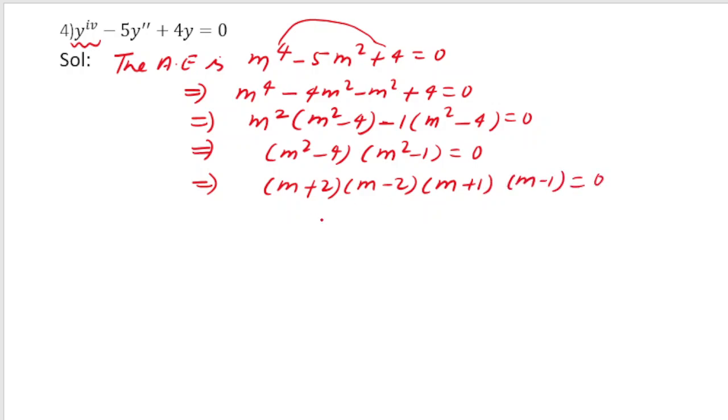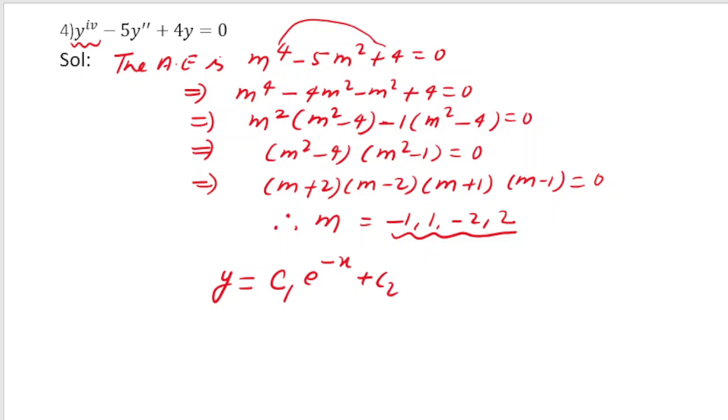So we have got 4 roots. What are the values of m? The values of m are minus 1, 1, minus 2 and 2. So these are 4 roots, and they are all real and distinct. So we can write the solution easily: c1 e^(minus x) plus c2 e^x plus c3 e^(minus 2x) plus c4 e^(2x). The differential equation was of order 4, so its general solution contains 4 arbitrary constants. Keep this in mind: the order of a differential equation helps you count the number of arbitrary constants in the general solution as well.